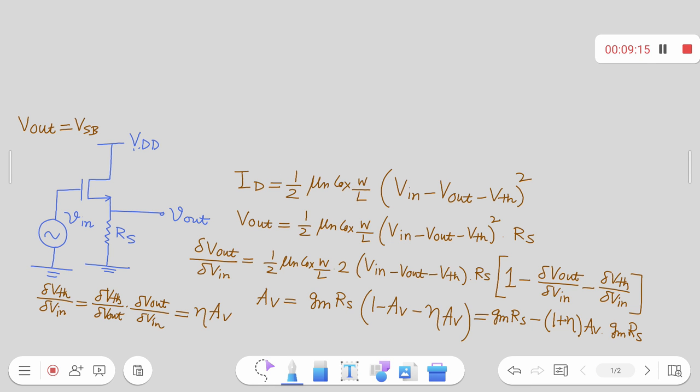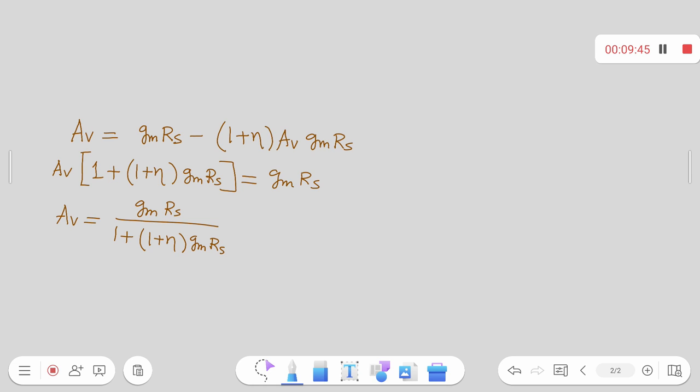Is it okay? Yeah, AV there, GMRS times 1 minus AV minus eta times AV. So GMRS minus 1 plus eta AV times GMRS. Yes. Okay. Then how can this AV vary with your input voltage Vin? AV is GMRS divided by 1 plus eta times GMRS.